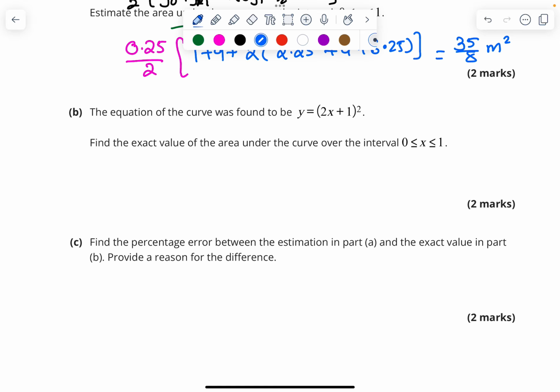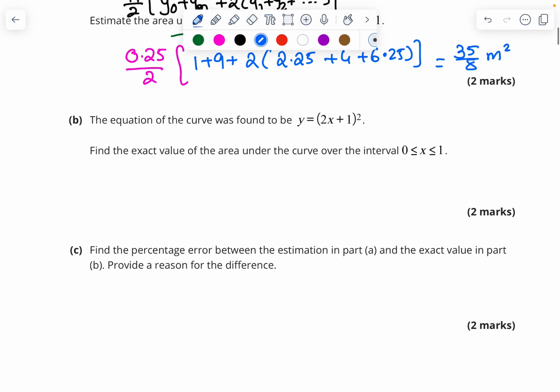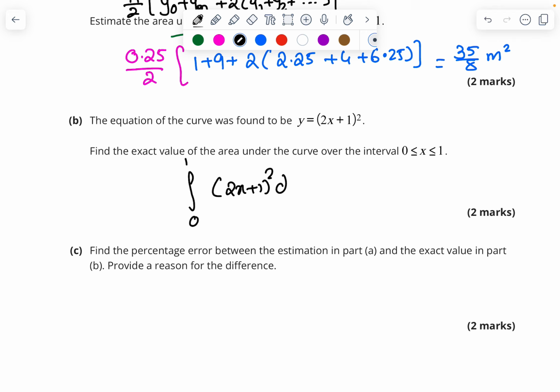Now, the next part. The equation of the curve was found to be 2x plus 1 whole squared. Find the exact value. For the exact value, I'm going to do the integration. It is starting at 0 and ending at 1, of 2x plus 1 whole squared dx. By the calculator, it gives you 13 upon 3 meters squared or unit squared. Whatever the unit is, unit squared. Use the GDC.